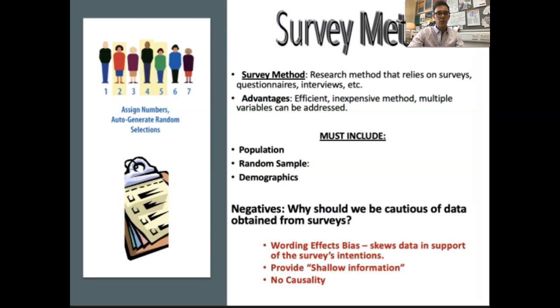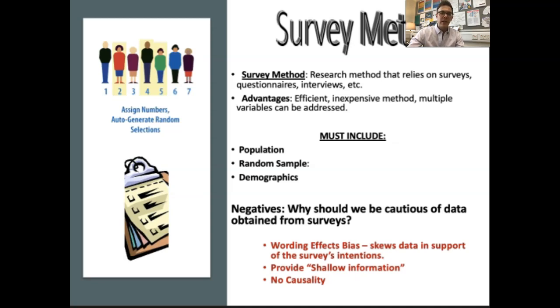Okay, the survey method. This research method relies on surveys, questionnaires, and interviews. And the advantages of it is that it's quick, right? It's very efficient. Doesn't take a lot of time. It's inexpensive. Anybody can give a survey. You don't have to go raise a lot of money. You don't have to pay people to be in the experiment. That's where experiments can get very pricey. You don't really have to buy a lot of materials for it. You don't have to rent any property to perform it.